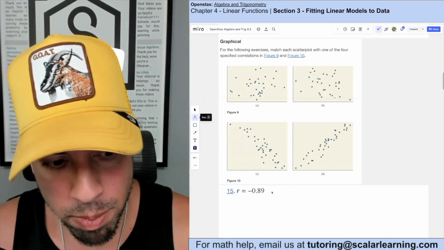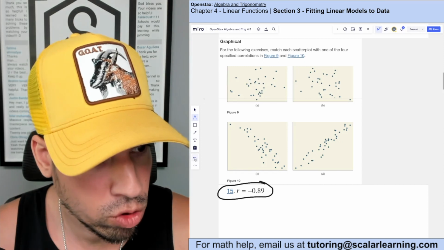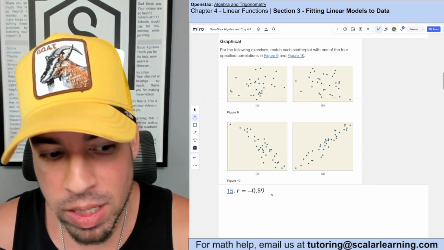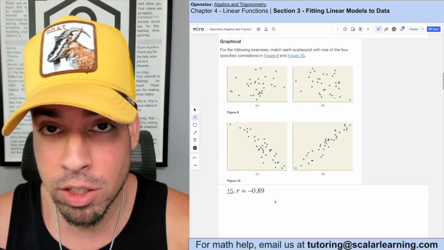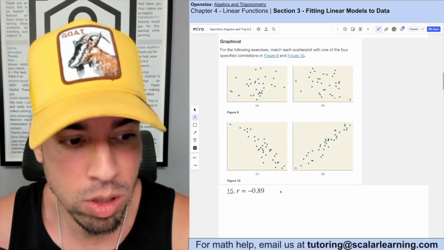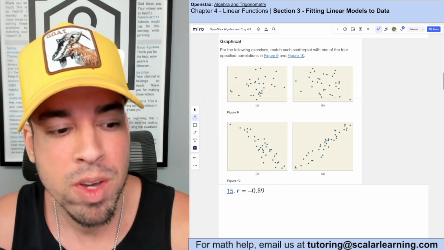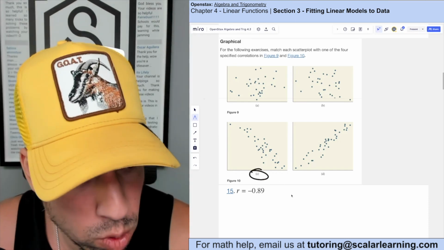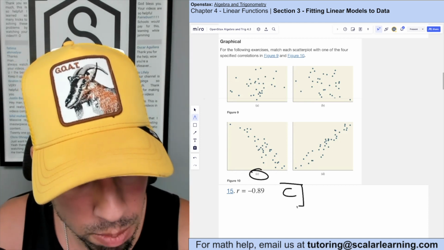So for this question, we're meant to correlate this correlation coefficient with one of these graphs. Now, it's negative 0.89. That's pretty darn close to negative 1. That indicates a strong linear correlation, but a negative correlation, similar to a negative slope, right, going down from left to right. So the one that would match up with this one would be C, figure 10C. So C would be the winner, boom, done.